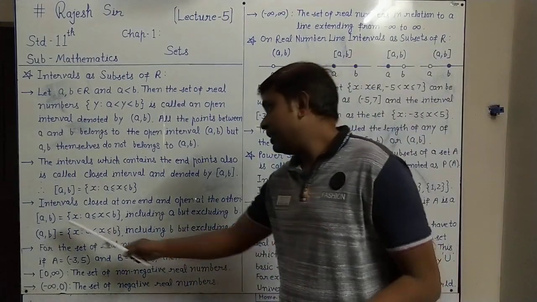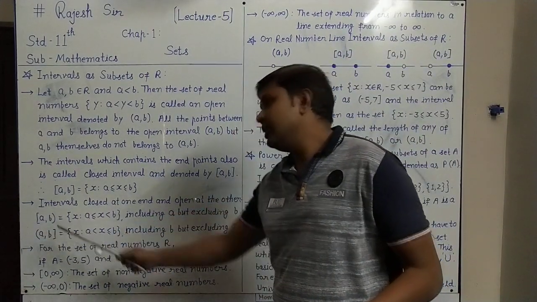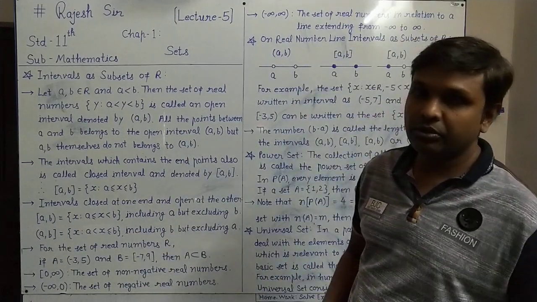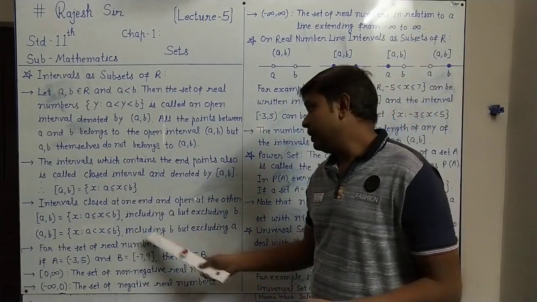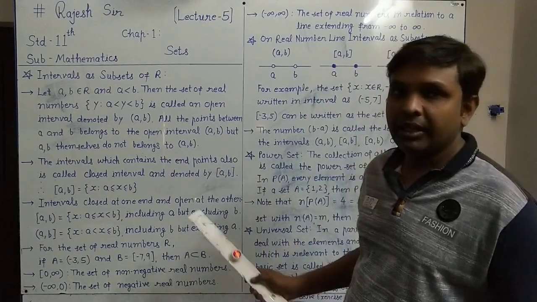So this way, one end is closed and one end is open. That type of bracket, that type of intervals also we have, and their meanings are there in the set form.